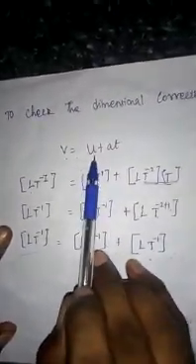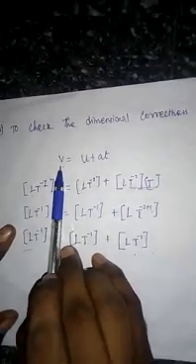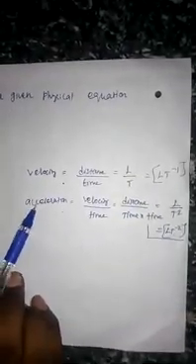Next one is to check the dimensional correctness of a given physical equation. This is the given physical equation: V equal to U plus AT. V is velocity, U is initial velocity, A is acceleration, T is time. Now I will find out the dimensions. Velocity dimension is LT power minus 1, acceleration dimension is LT power minus 2. We apply these dimensions in the equation V equal to U plus AT.